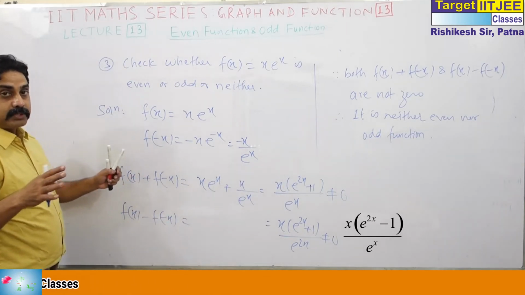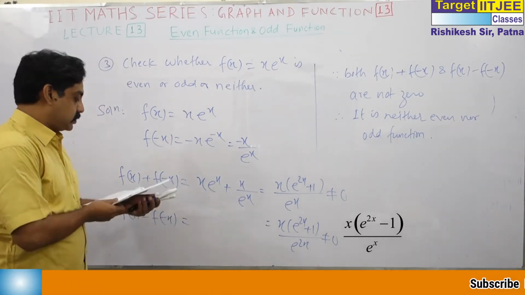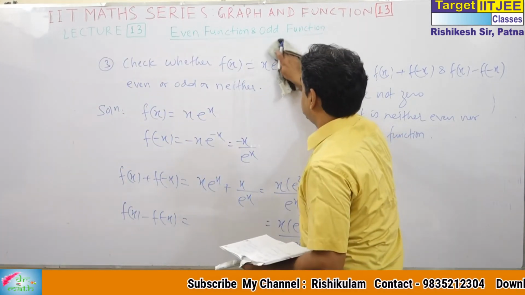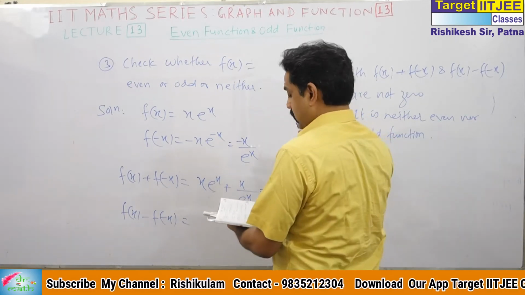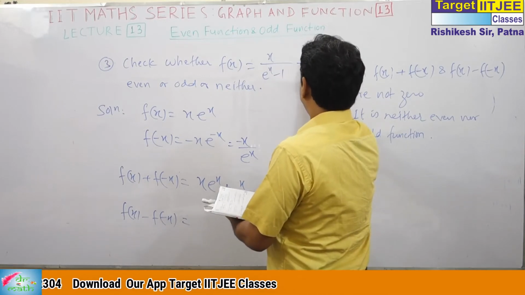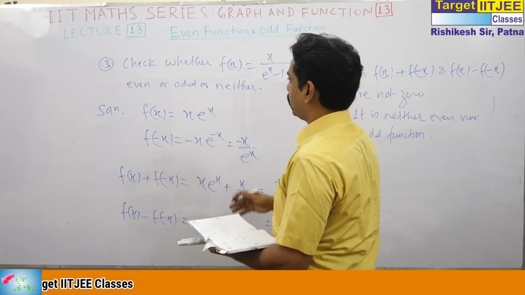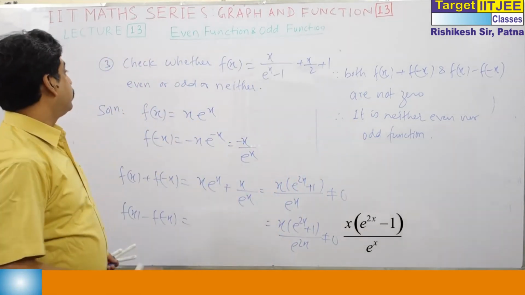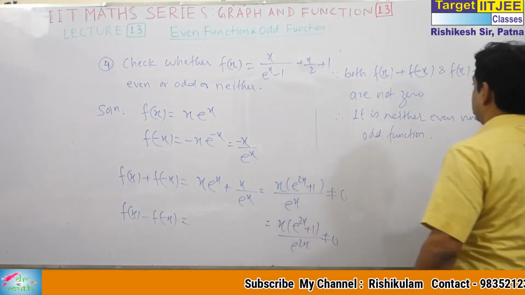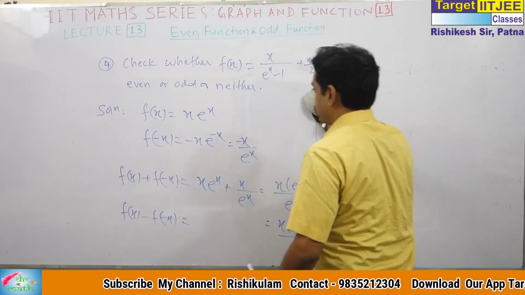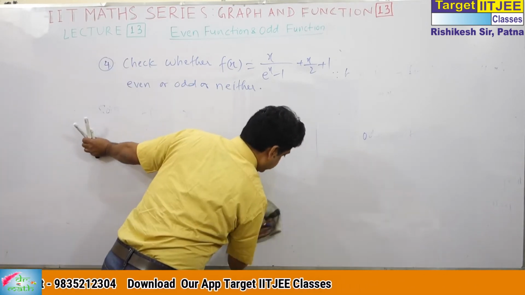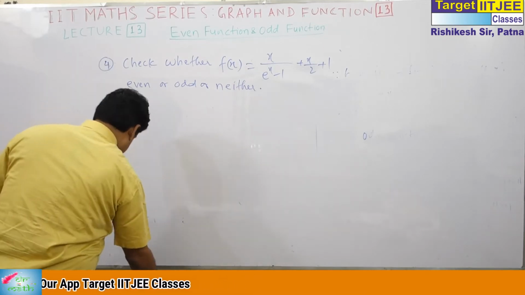Let me see one more question. So this is the question. Check whether f(x) is x by e to the power x minus 1 plus x by 2 plus 1 is even, odd or neither. This is, I hope, question number 4, even, odd or neither. Now, let's see the interesting point of this. Interesting one. Why am I stressing so much on neither? Now, come to this question.